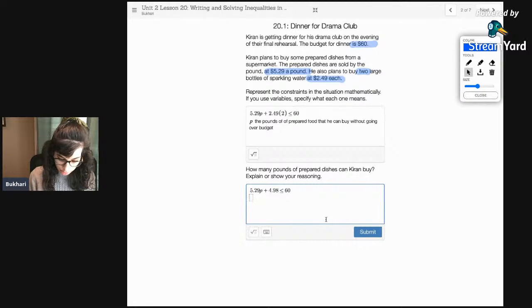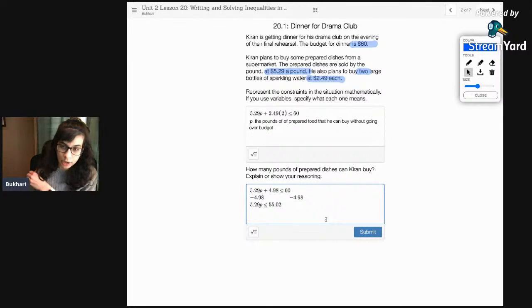And then my next step becomes, all right, how can I isolate P? So I want to subtract $4.98 on both sides of my inequality, right? I'm subtracting it from both sides, and I'll write it like that, 4.98. That gives me 5.29p, which has to be less than or equal to our 60 minus 4.98, which gives me 55.02.